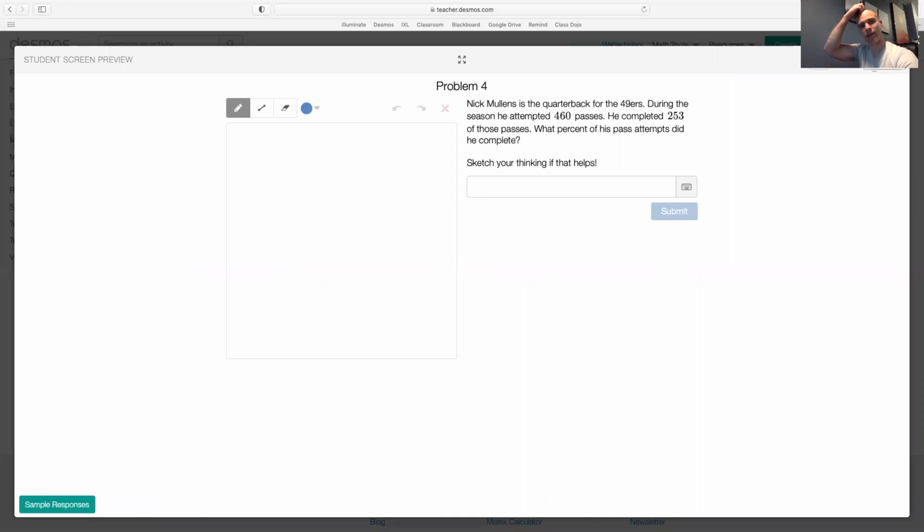All right, and then this one here says, Nick Mullins is the quarterback for the 49ers. During the season, he attempted 460 passes. He completed 253 of those passes. What percent of his pass attempts did he complete? All right, so I see this as a question where we're given the whole value, all of the passes that he attempted, and a part of that whole, just the passes that he completed, and we need to figure out what the percent is in this case.